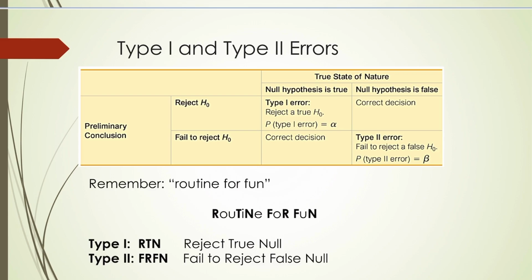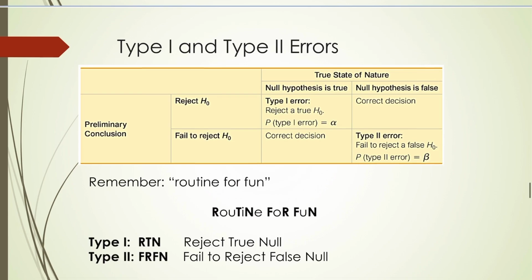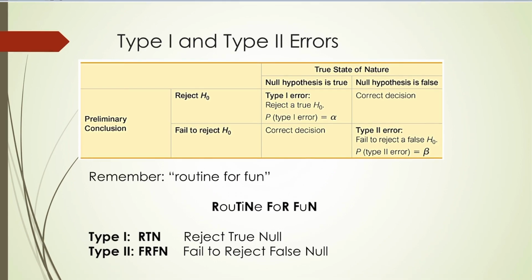The second column is if the null hypothesis is false. If we reject the null when the null hypothesis is true, then that is a type 1 error. If we reject it when it's false, that's the correct decision. If we fail to reject it when it's true, that's the correct decision. But if we fail to reject it when it is false, that's a type 2 error.